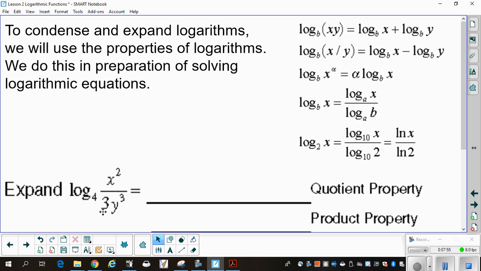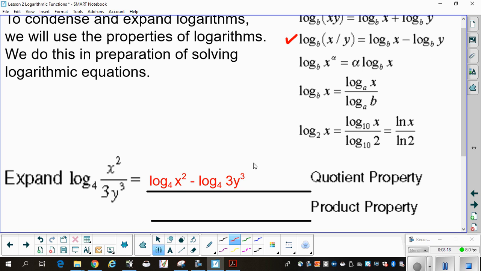If I want to expand log base 4 of x squared divided by 3y cubed, first thing I'm going to do is use the quotient property. I have the x squared over the 3y cubed. So I'm going to use the quotient property, which is right here. I'm going to take the top and the bottom and make subtraction.